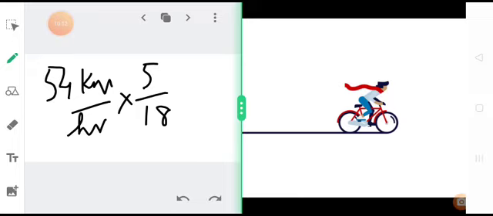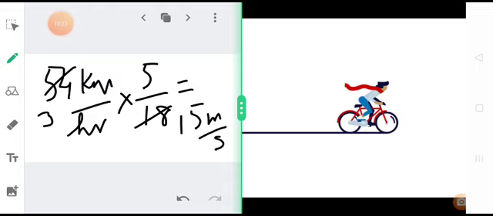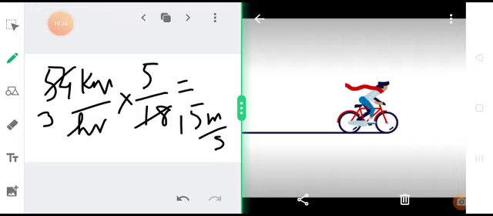So how much meter per second are you getting? 18 ones are 18, 18 threes are 54. You get 15 meter per second. So you need to remember that for converting from kilometer per hour to meter per second, you have to multiply by how much? 5 by 18. This is the conversion factor.